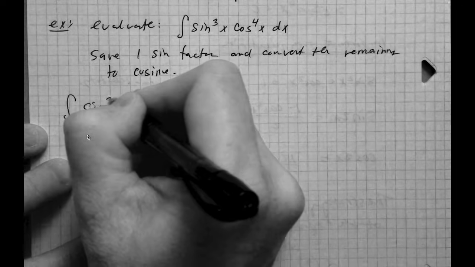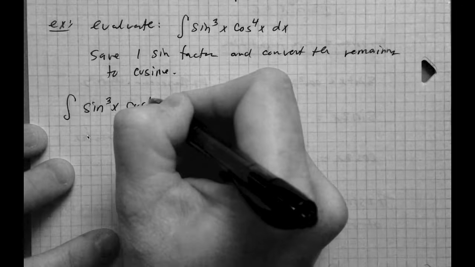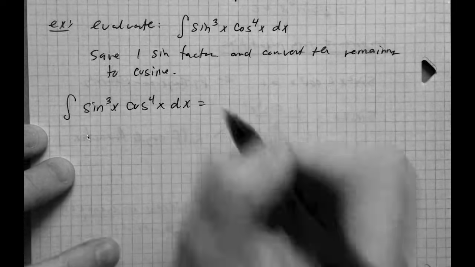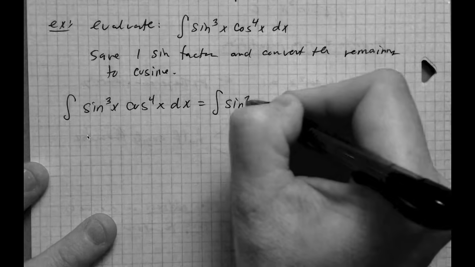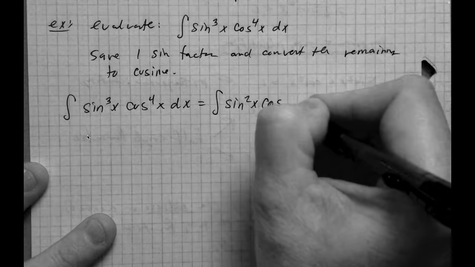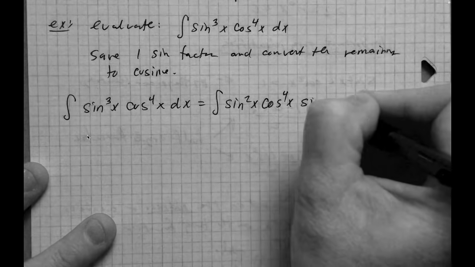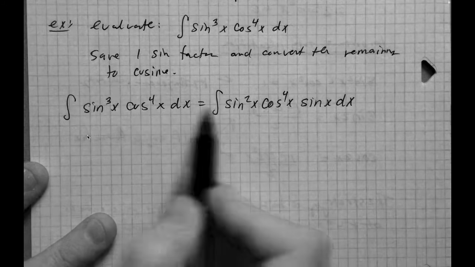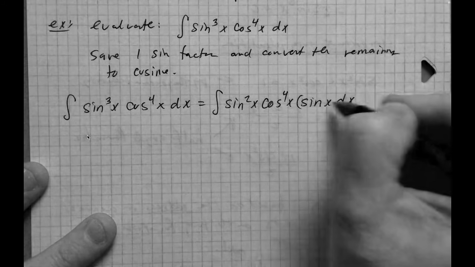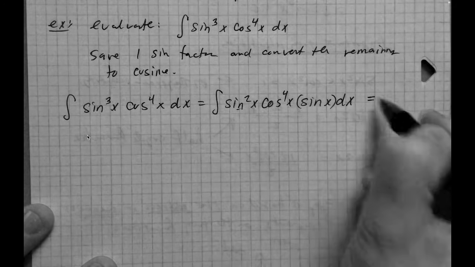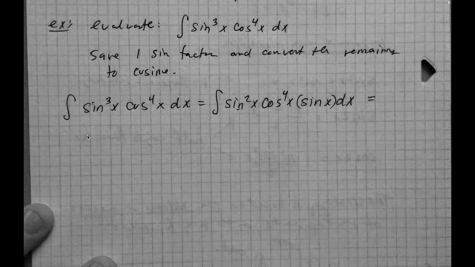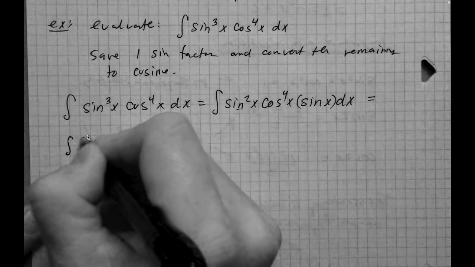Let's see what that looks like. Let's rewrite this down here. This would be the integral of sine squared x cos to the 4th x times sine of x dx. I basically broke one of those factors off, and I'm going to stick it over here and leave it alone. Then this sine squared x can be rewritten as 1 minus cosine squared x.